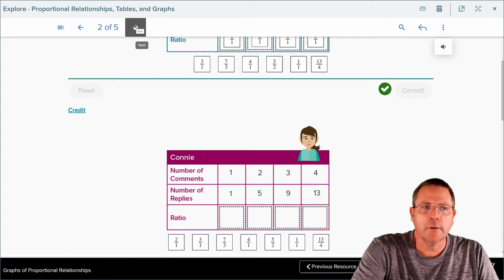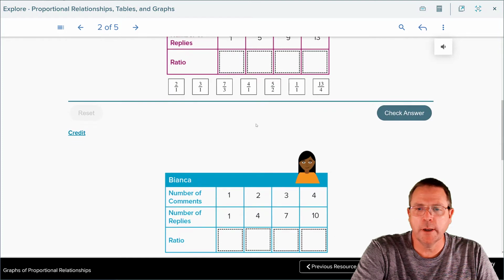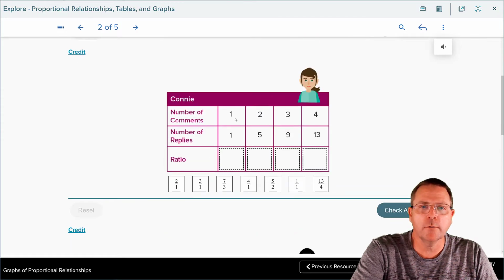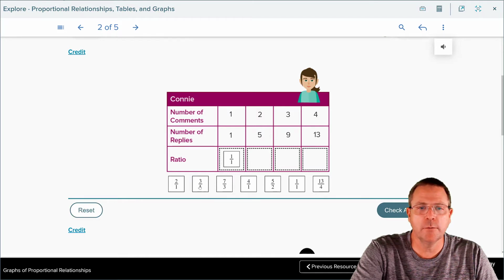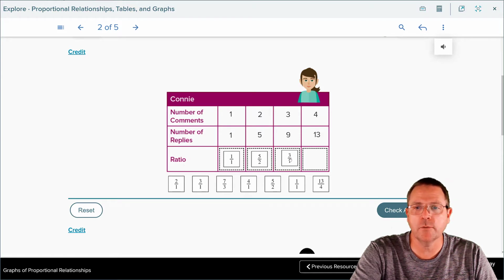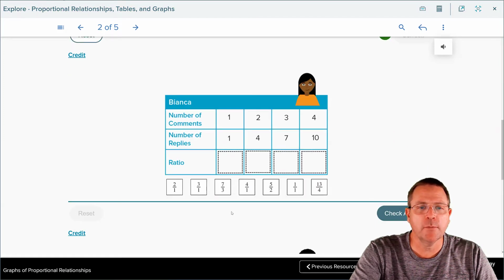I just realized that we had more problems here that we didn't answer. We've got to do all these. So Connie, we've got right here a 1-to-1 ratio, and then we're going to have a 5 to 2 ratio. We're going to have a 9 to 3, also known as a 3 to 1. And then we got a 13 to 4, which is lowest terms. Check that answer.